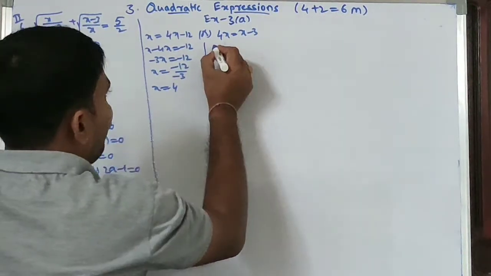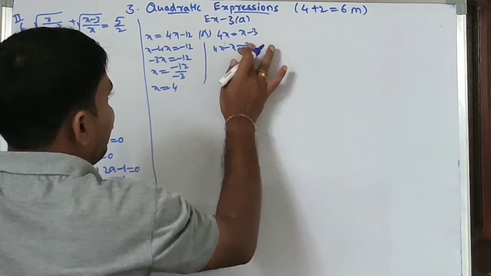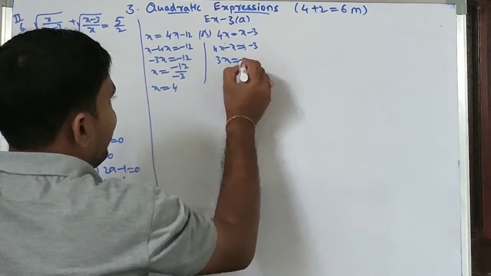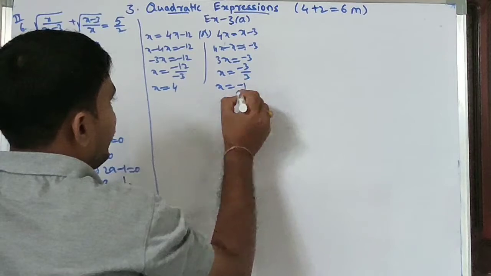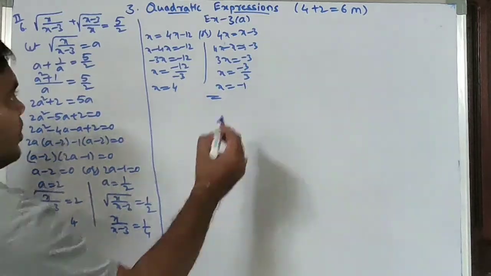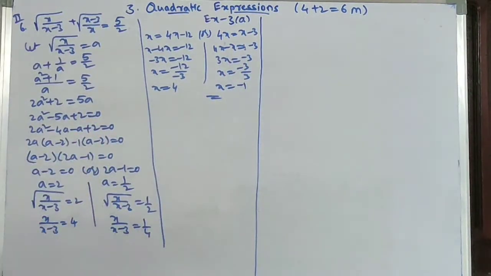Or 4x minus x equal to minus 3, 3x equal to minus 3, x equal to minus 3 by 3, x equal to minus 1. So this is the answer. Next, a similar kind of question. 7th question.